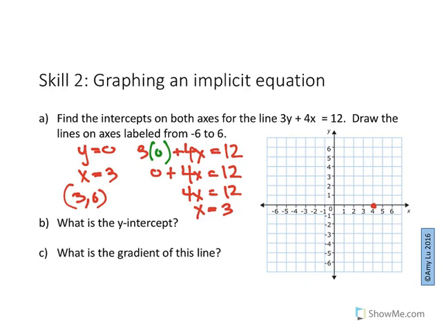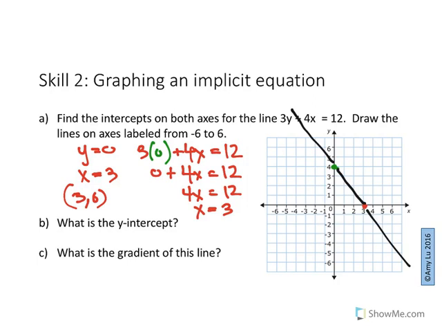I think I graphed the first coordinate wrong. Let me correct that at this time. The first coordinate was 0, 4, and the second coordinate is now 3, 0. Okay, so you have 2 points now. So from here, you can draw your line.